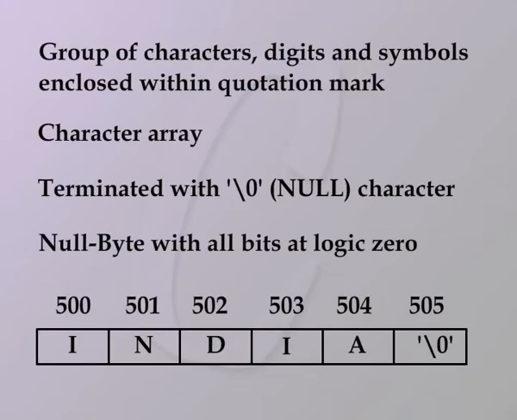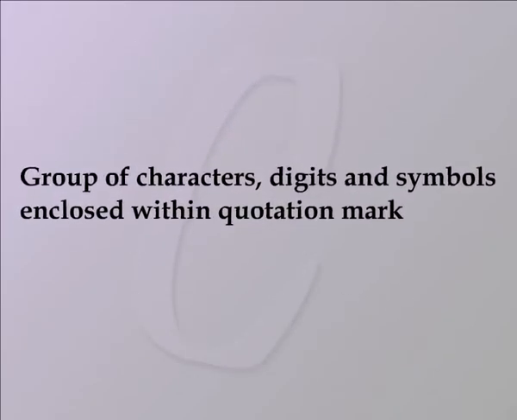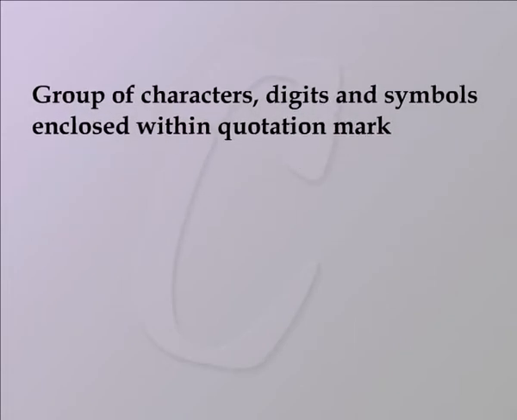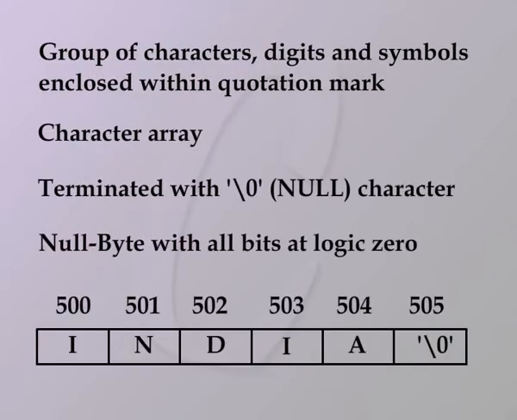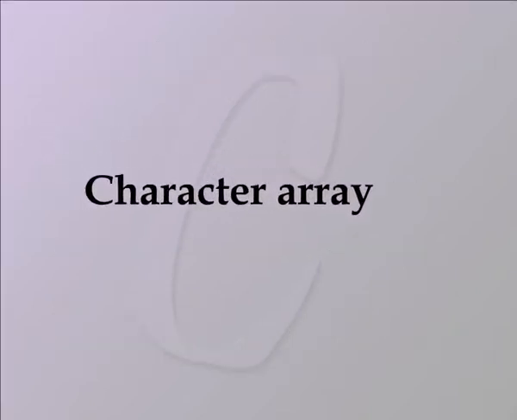So first we need to know what is a string. A string is defined as a group of characters, digits or symbols that are enclosed between double quotation marks. That is, it's not necessary that a string should only be a text string or a character string. It can even have numbers as well as symbols. And a string is also called a character array.